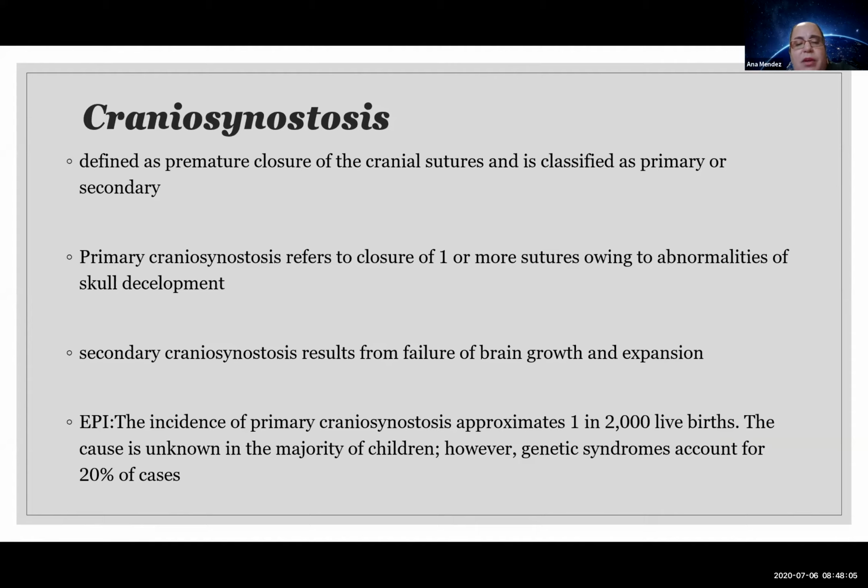The incidence of primary craniosynostosis is approximately 1 in 2,000 live births, so it's pretty common. The cause is unknown in the majority of children. However, genetic syndromes account for 20% of the cases of craniosynostosis.